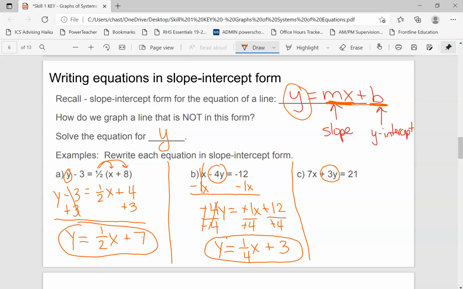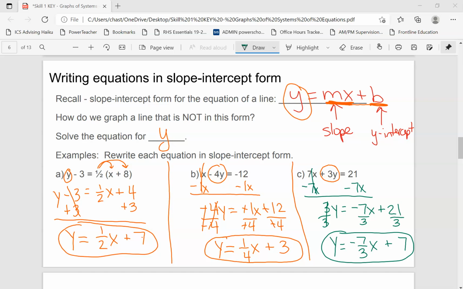Okay, the next one, see if you can pause the video and model the same steps that I did from part B. Did you get this right? If you did, excellent job. If not, please review.